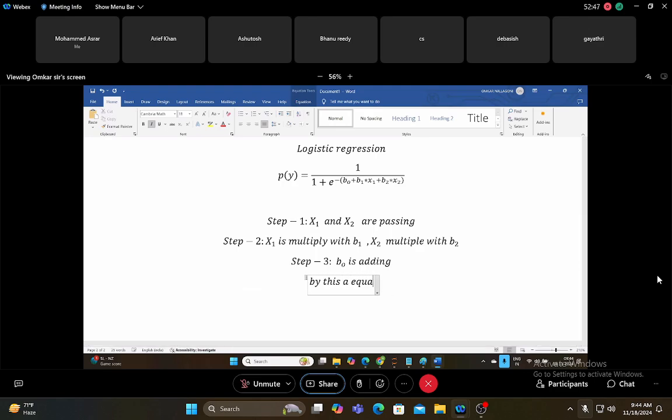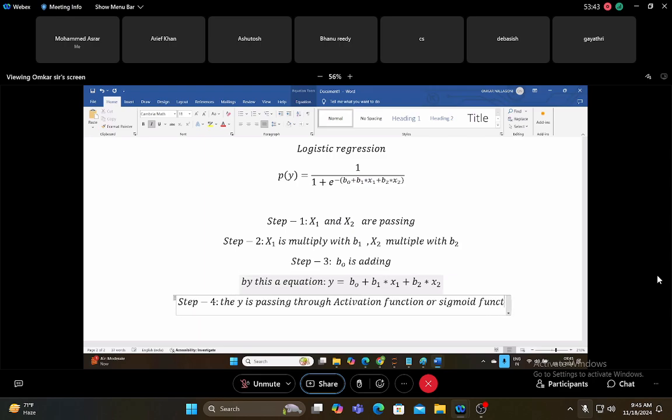By this an equation is formed: beta naught plus beta 1 into x1 plus beta 2 into x2. Correct? So this is one output. Let's say this output is equal to y. In step 4, this output is passing through the sigmoid, sigma of y. The y is passing through the activation function, or sigmoid function, then what are we getting? P of y we are getting.